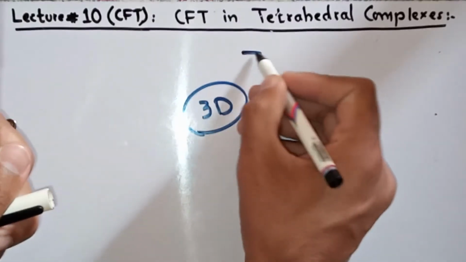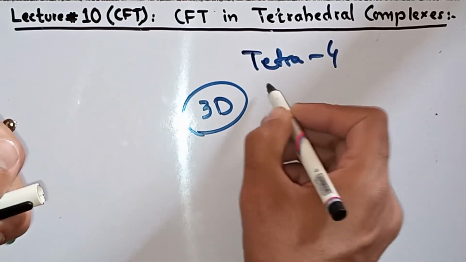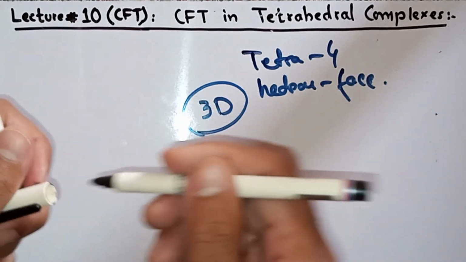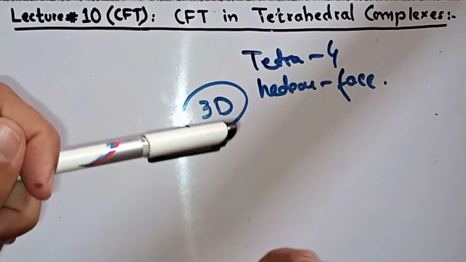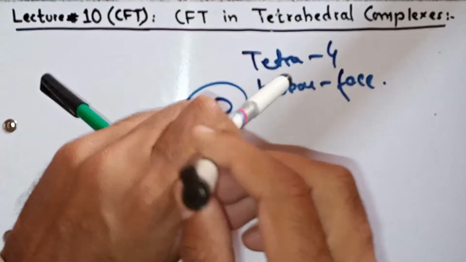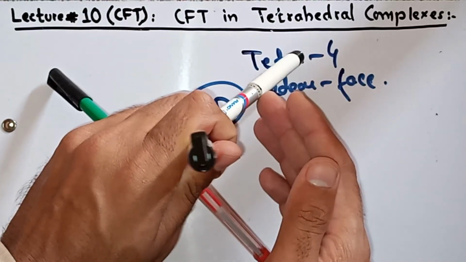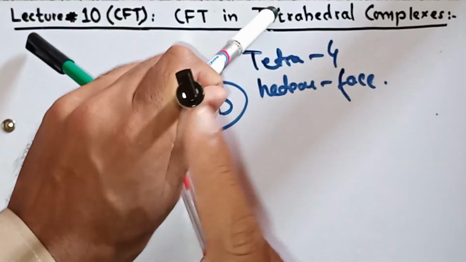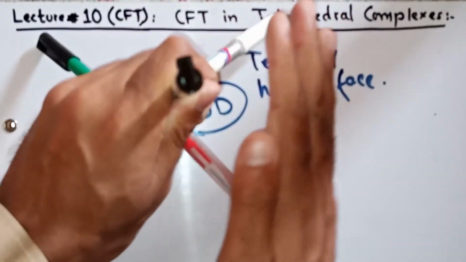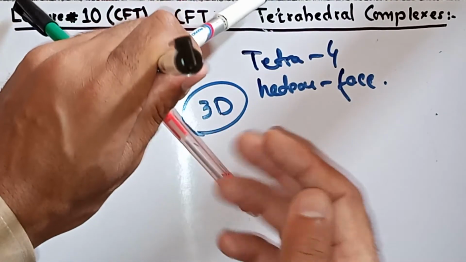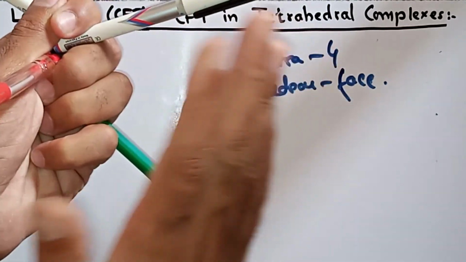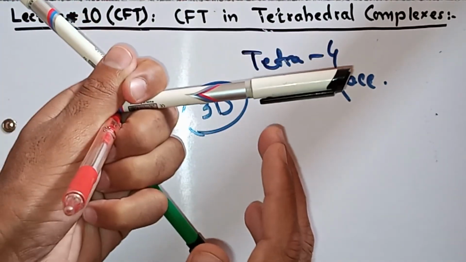Tetrahedral means tetra means four, while hedron means face, so there will be four faces. So how will the four faces be formed? Let's see, this is one face, this is one face of this system, this is another face of the system, and this is another face of the system. These are three faces, and one face will be like that. So these are the four faces of a tetrahedral.